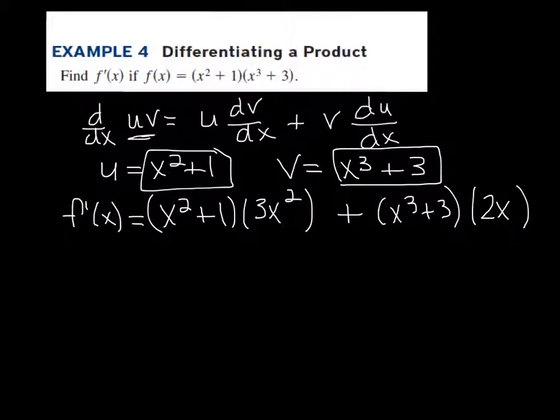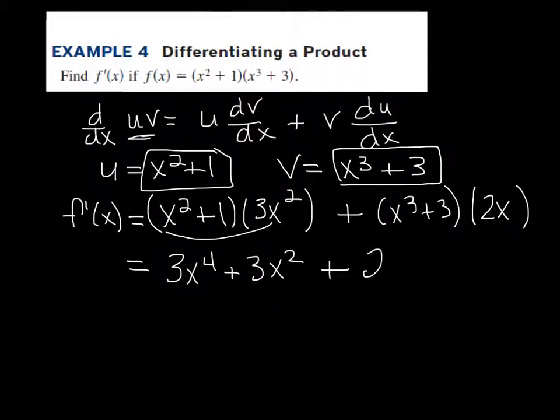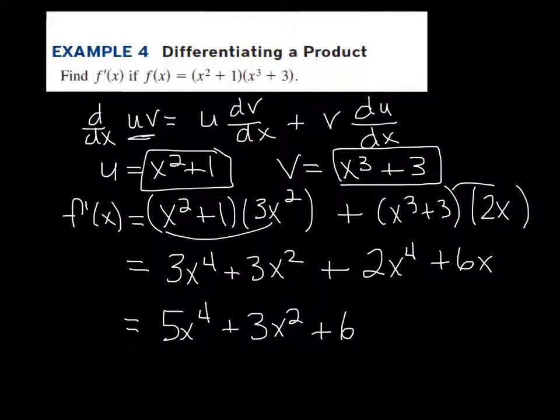So now all I really need to do is just simplify this. If I take 3x squared times x squared, I get 3x to the 4th, plus 3x squared times 1, which is 3x squared, plus 2x times x cubed is 2x to the 4th, and 2x times 3 is 6x. Combining like terms, I get 2x to the 4th plus 3x to the 4th is 5x to the 4th, plus 3x squared plus 6x. So that is how we use the product rule to differentiate.